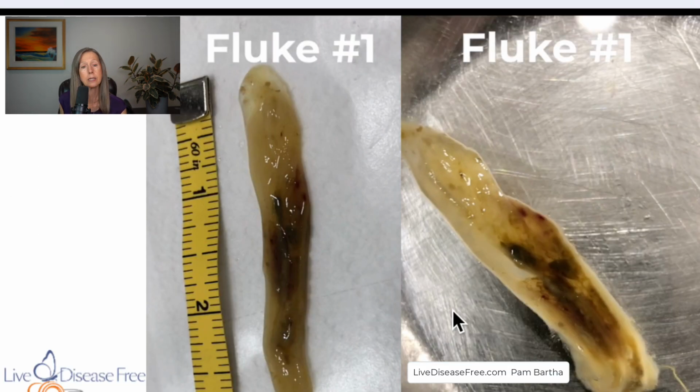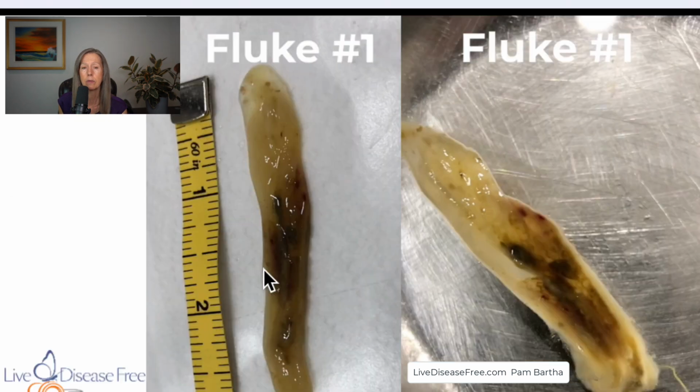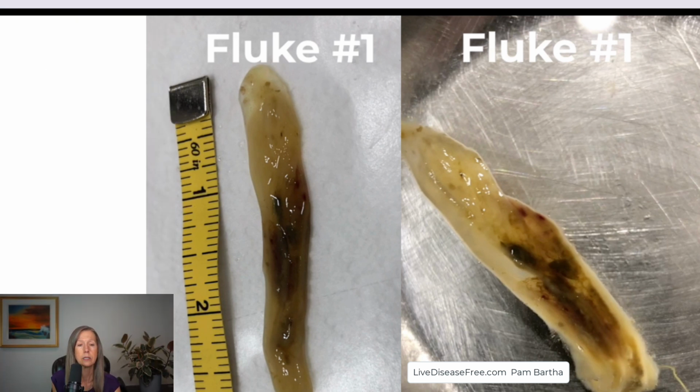Okay, let's go to the next one. So this is the same fluke as, I believe, no, this is a different one, sorry. I just labeled this fluke number 1. This is laid out on parchment paper, I think, or tin foil, and the image to the right of it is in a bowl. Some people put it in a metal bowl, which seems to show it a lot better than a plastic bowl would. So you can see that this is very characteristic.